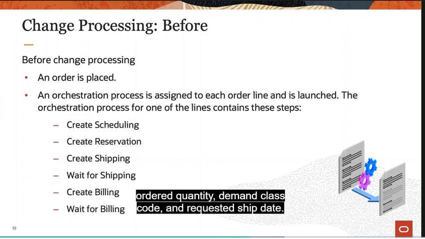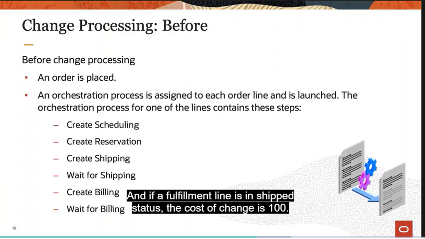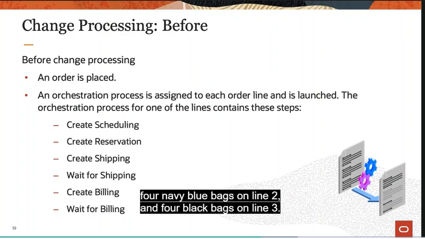The cost of change is also defined, so if a fulfillment line is in reserve status, the cost of change is 15, which is considered low, and if the fulfillment line is in ship status, the cost of change is 100. The order includes 3 sales order lines with 4 red bags on line 1, 4 navy blue bags on line 2, and 4 black bags on line 3. Each sales order line maps directly to a fulfillment line, so fulfillment line 1 is for 4 red, fulfillment line 2 is for 4 navy blue, and fulfillment line 3 is for 4 black.